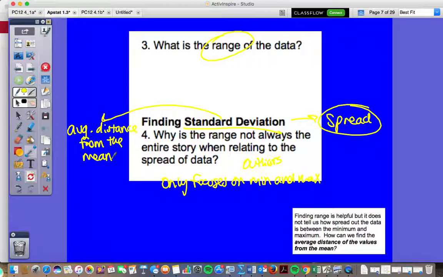Hannah, what does standard deviation mean? Average distance from the mean. Nicely done. I like it. Ivana, what is standard deviation? The average distance from the mean. Nice. You sounded so excited. I'm going to put you on that job, okay?